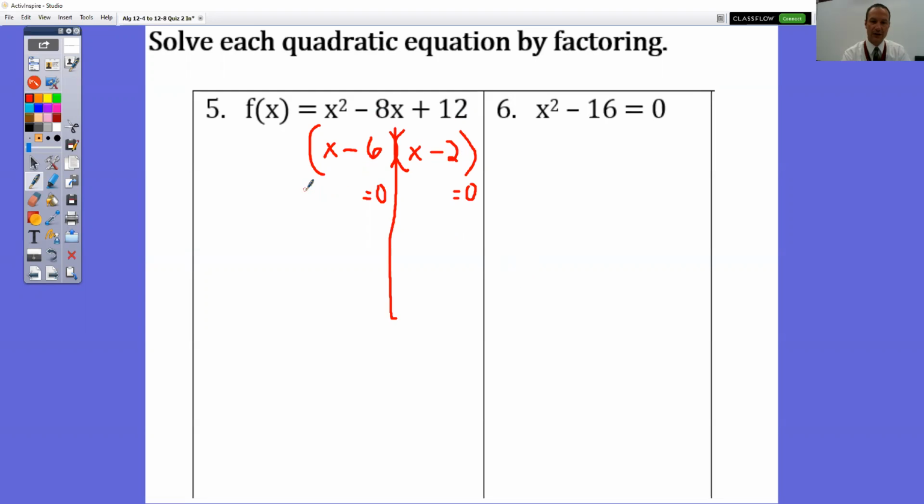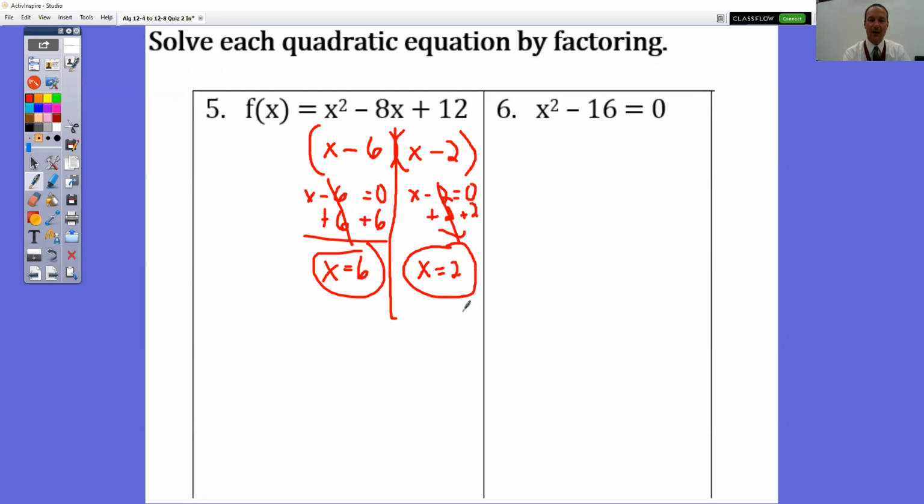So now what you want to do is take each of those things inside parentheses and set them equal to 0 and solve. So this is just a one-step equation, +6 and +6. So we get X equals 6. Over here, we have plus 2 and plus 2. So we have x equals 2.